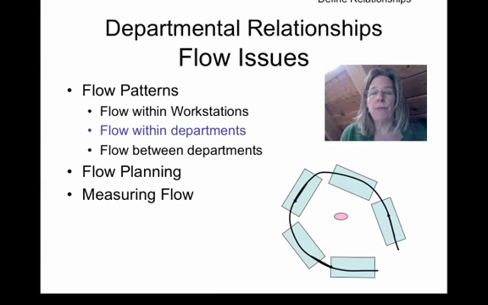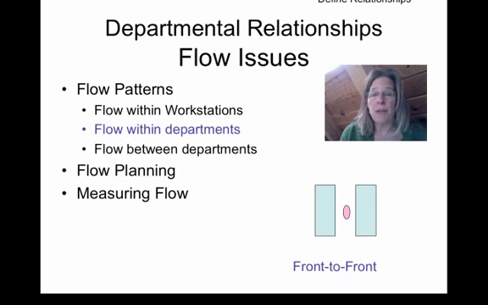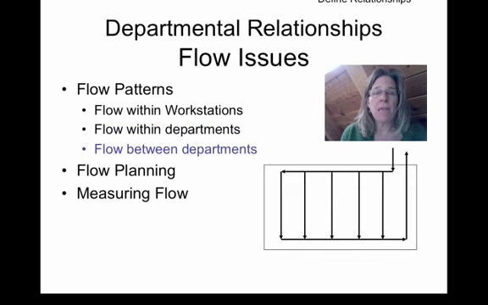This is another flow within department. This would be the cell manufacturing that we talked about last time. If this was a cell, you would look at how the products flow within that cell. The circular and front to front would be another one. You have to also consider where the aisles are when you're looking at how things flow within the department or between workstations. Then we move to a more macro level, which is the flow between departments.